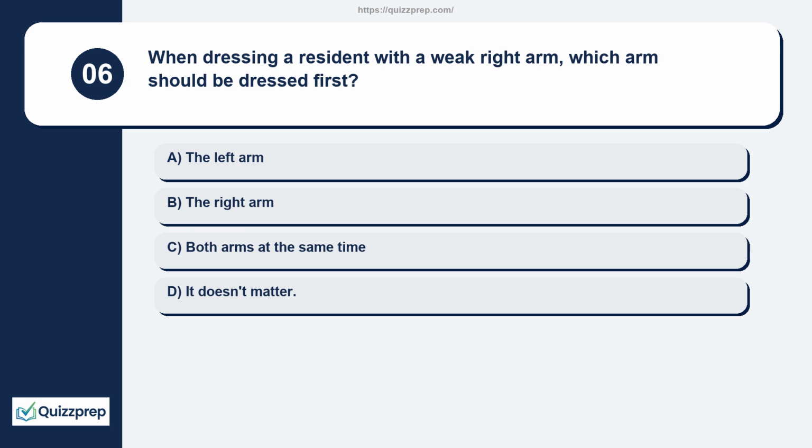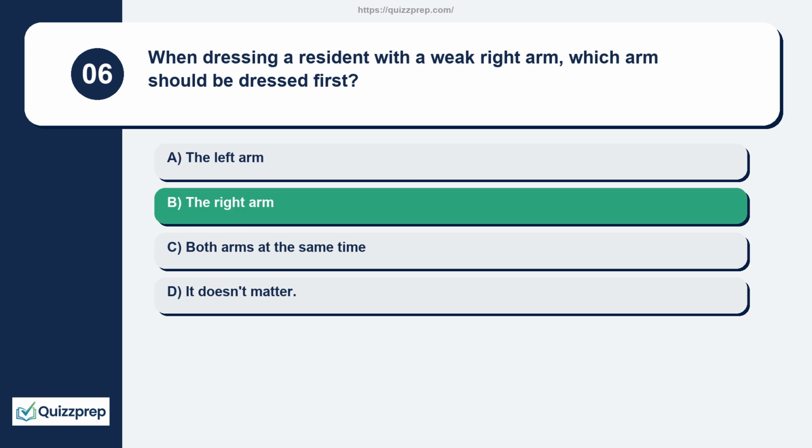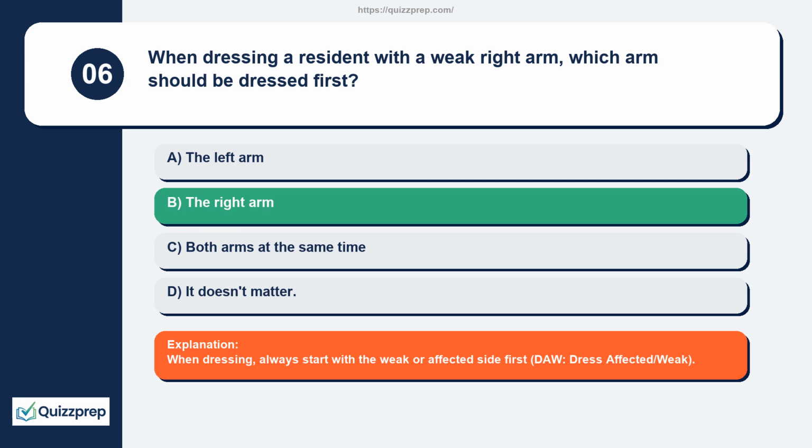Question 6. When dressing a resident with a weak right arm, which arm should be dressed first? The left arm, the right arm, both arms at the same time. It doesn't matter. When dressing, always start with the weak or affected side first. Dress affected, weak.